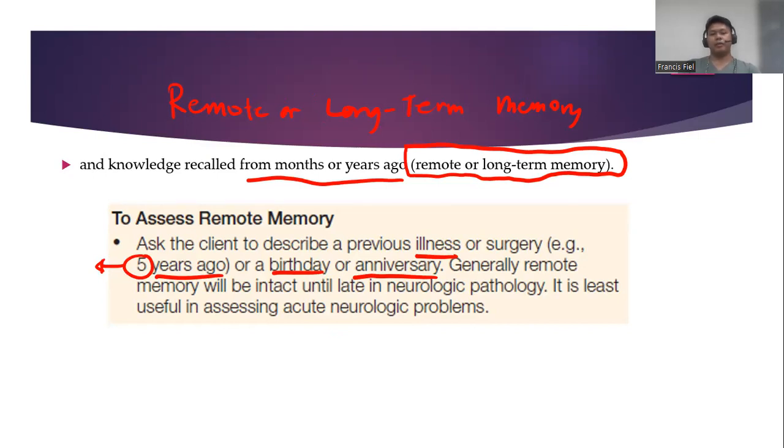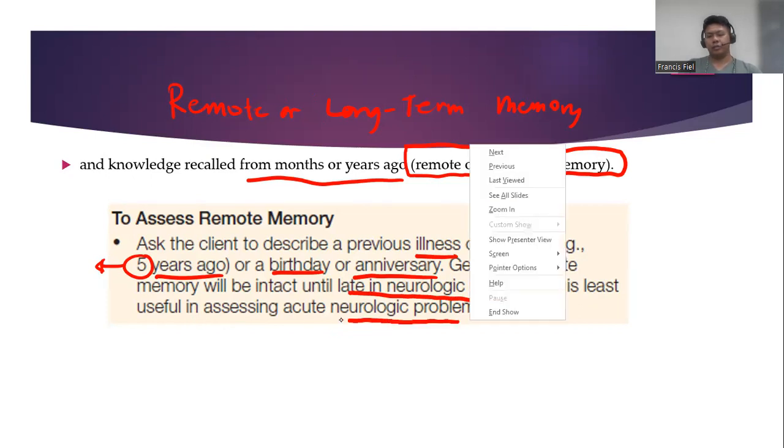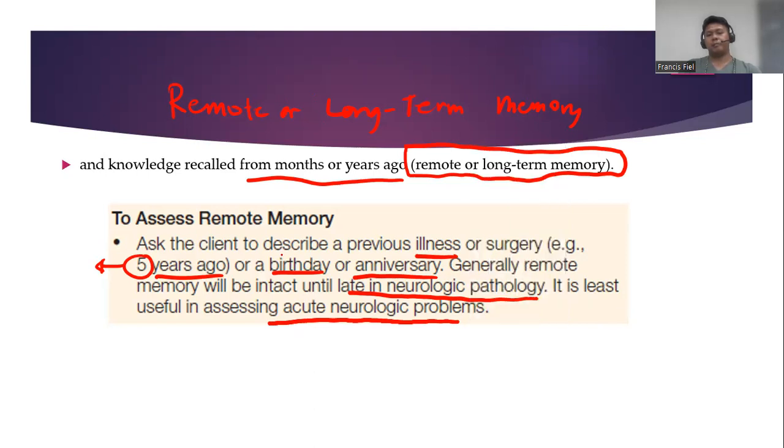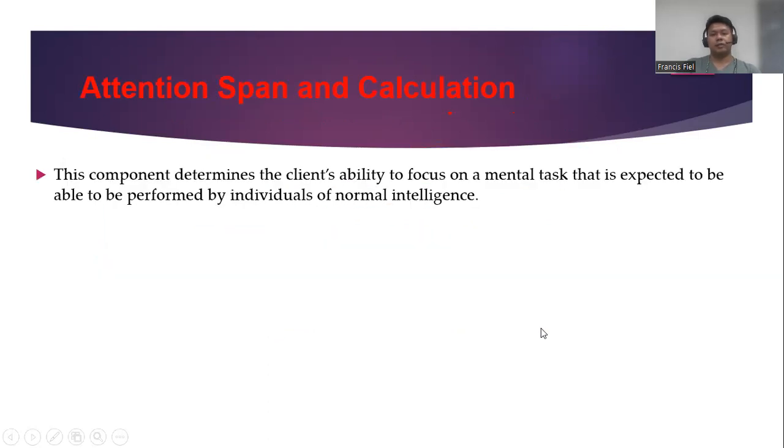Generally, remote memory will be intact until late in neurologic pathology. It is at least useful in assessing acute neurologic problems. So, ibig sabihin, no? Pag hindi pa late yung neurologic pathology, intact pa yung memory, yung long-term memory. So, malalaman mo na, okay, dahil intact pa yung long-term memory niya, acute pa ang neurologic problem niya. Hindi pa ito sobrang tagal. Alright? Okay?